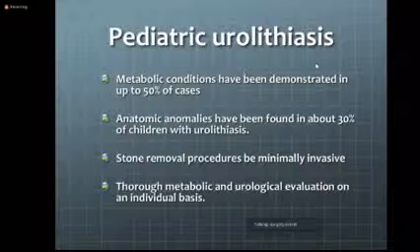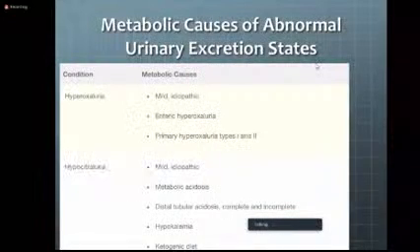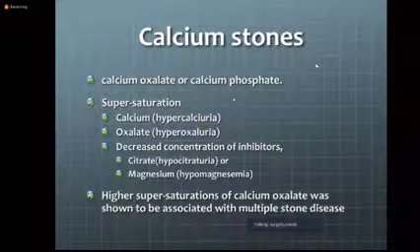Now, urological evaluation along with the metabolic workup is extremely important to prevent recurrences. We are going to talk about various types of stones and the various metabolic causes, which include hypercalciuria, which is probably the most important. These stones are calcium oxalate and calcium phosphate, and these are the commonest stones.